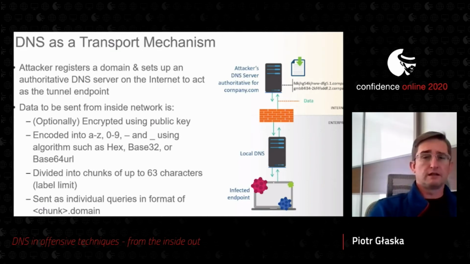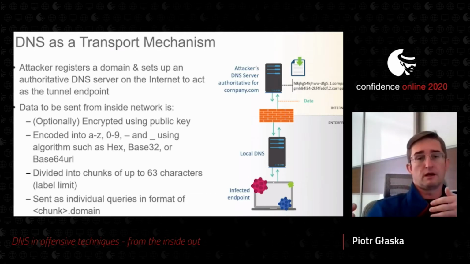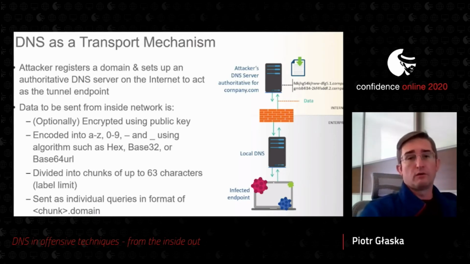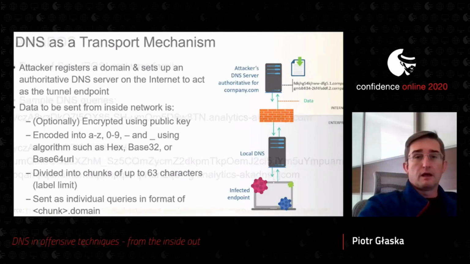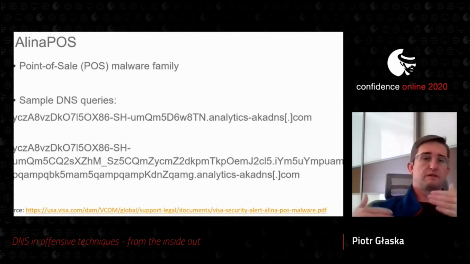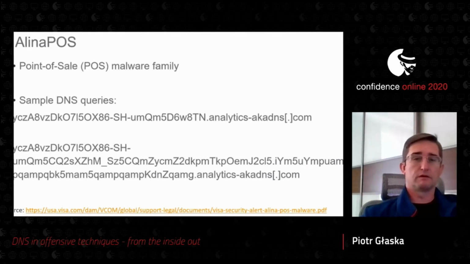Then after you have this encoded data, you need to cut it into chunks, because in a subdomain you can have a maximum of 63 characters. So you cut it into chunks of data, maybe one chunk, maybe more, depending. And then you send those individual queries to the local DNS server used by the infected endpoint. So let's look at some examples.